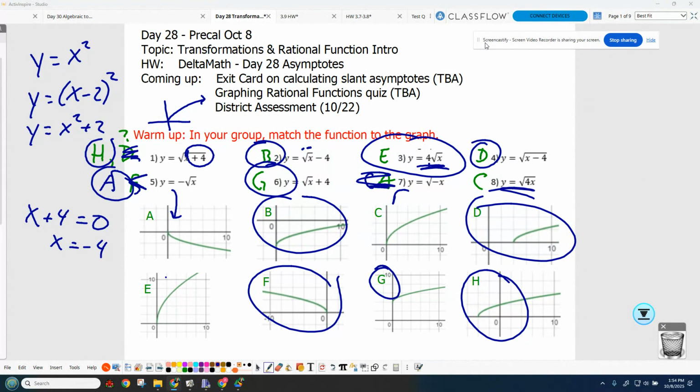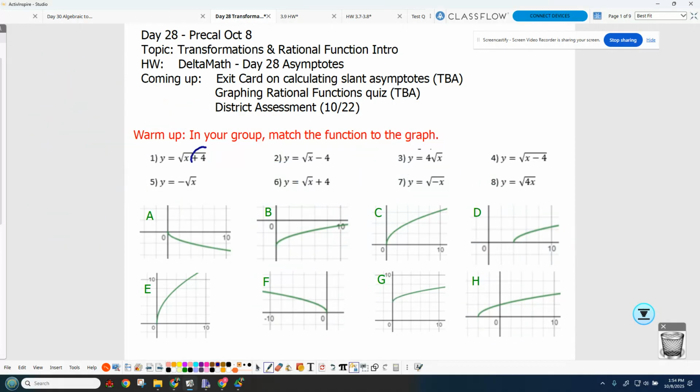The third period, I recorded a page that never moved. Cool. Okay, so matching these up, you guys were pretty good with, if it's inside the function, that moves something left or right. How do you tell which way?